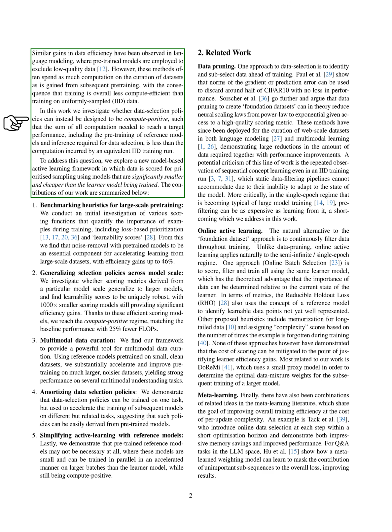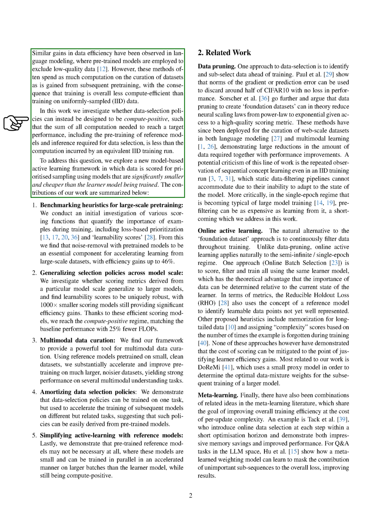We've seen similar efficiency gains in language modeling, where pre-trained models are used to exclude low-quality data. However, these methods often use as much computation in curating the datasets as they gain from pre-training. This means that overall, they're less efficient than training on uniformly sampled data.